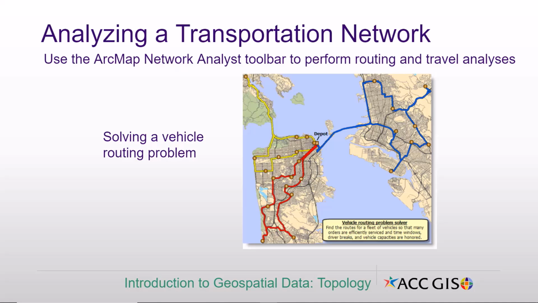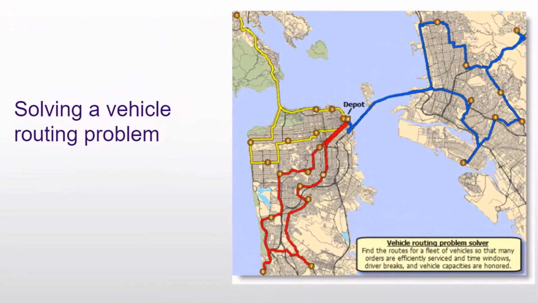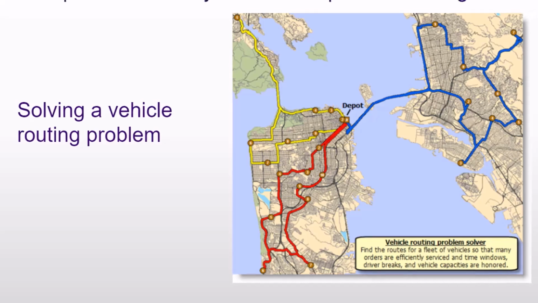So in this example right here, I've got 3 different vehicles, and it looks like I have somewhere like 20 or 30 incidents or addresses that they need to go to. And I use the vehicle routing problem and the underlying transportation network to find the most efficient solution.